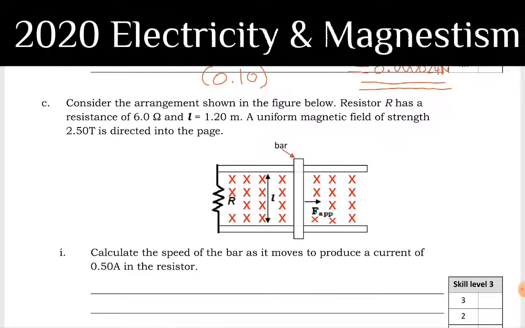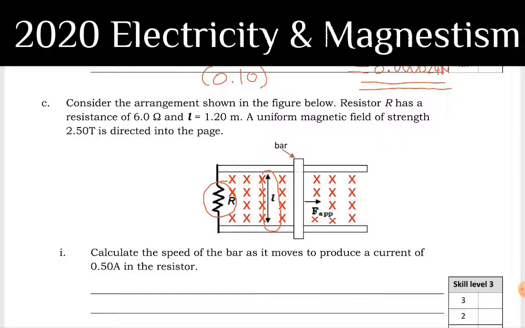Question C. Consider the arrangement shown in the figure below. Resistor R has a resistance of 6 ohms. So here we have resistor R. And L is equal to 1.20 meters, which is the length of this bar here, which is inside the magnetic field. A uniform magnetic field of strength 2.50 Tesla is directed into the page. So that's the strength of the magnetic field.